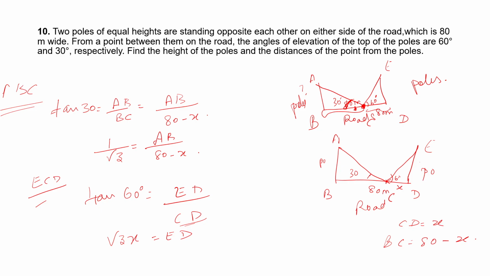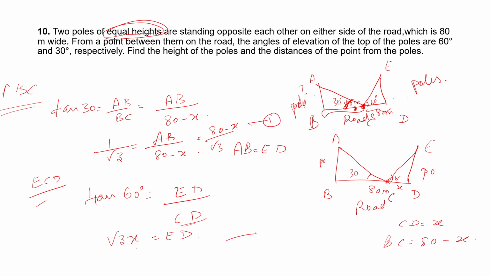So both are the poles. Here it is given equal heights. So that means this pole and this pole height are same. So that means AB is equal to ED, and here AB is equal to (80 minus X) by root 3, and here ED is equal to root 3X. So we can equate both.